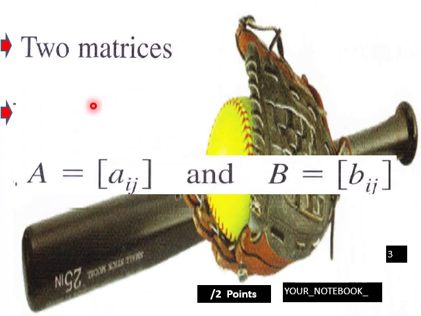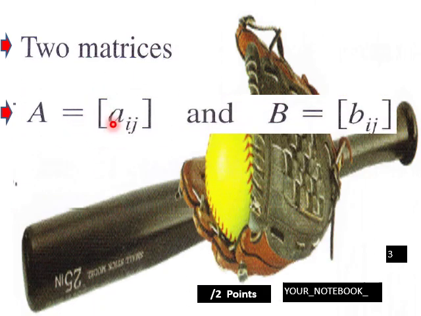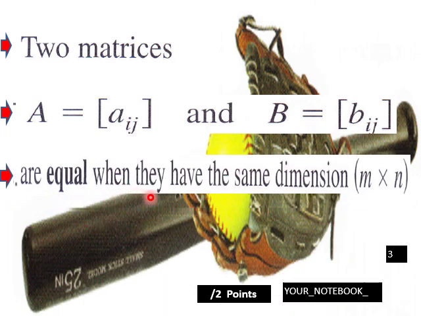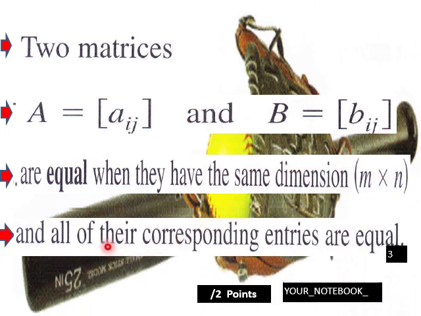So two matrices, A equals brackets Aij, and B equals brackets Bij, are equal when they have the same dimension. So they have to have the same m times n, the same rows and columns, and all their corresponding entries are equal. So they are only equal when they have this situation here for your matrices.